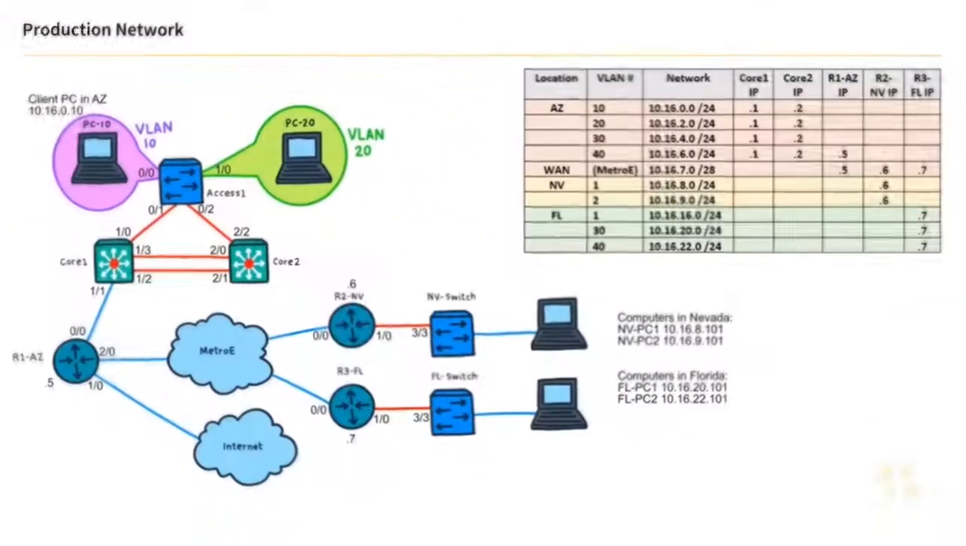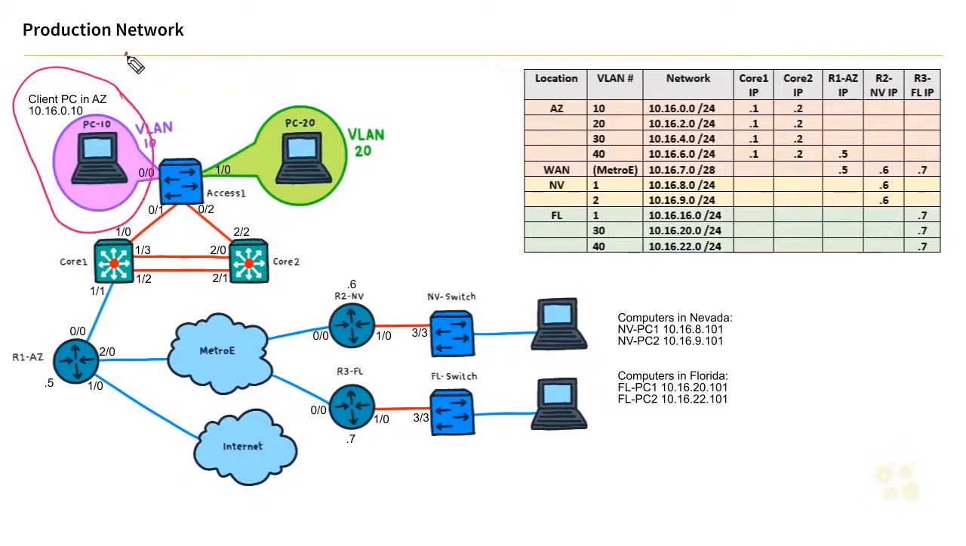And here is the problem. This PC right here, which is the client PC in Arizona at this IP address, it's trying to ping this Florida 1 PC at 10.16.20.101, this guy right here, and it's not working. So your challenge, should you choose to accept it, is to identify why that's not working and correct the problem.